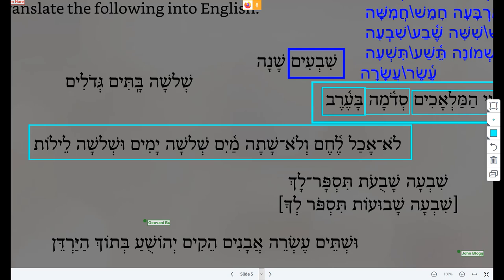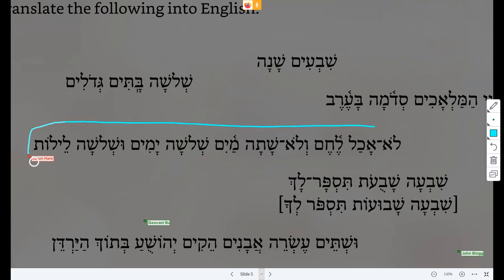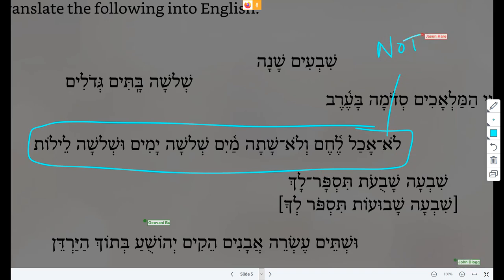Can you tell us what it means? Can you help me out? If you know that achal means he ate, what do you think is lo achal? Lo means not. So lo achal: he did not eat. What did he not eat?